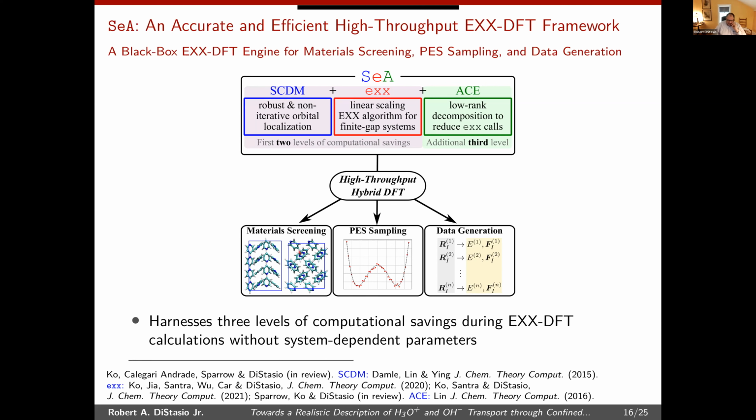And the targeted applications, of course, are material screening, like polymorph screening, sampling potential energy surfaces, and data generation for machine learning applications. And again, it has no system-dependent parameters.